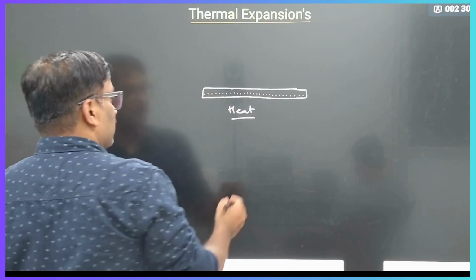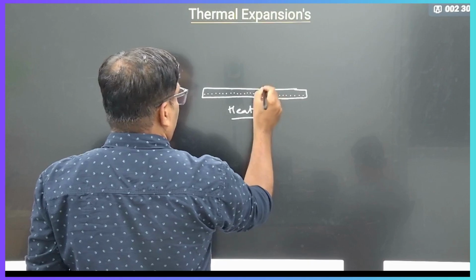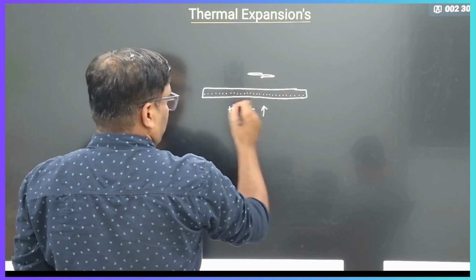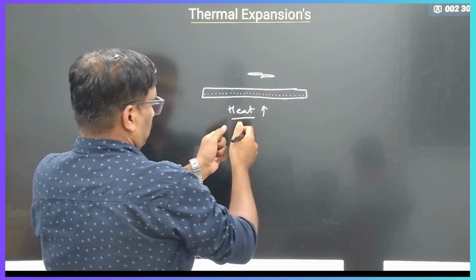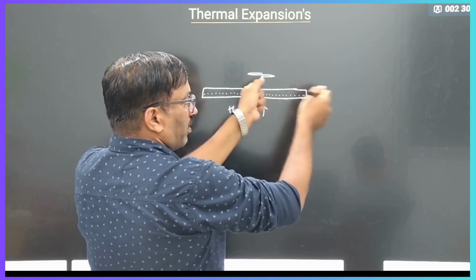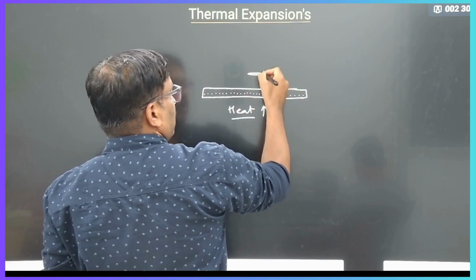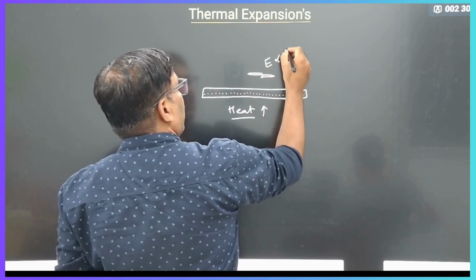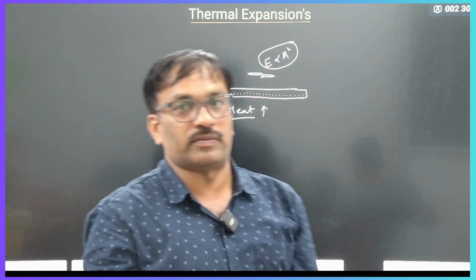If you continuously supply heat, these molecules will vibrate with a greater amplitude. To vibrate with a greater amplitude, the distance between the molecules will increase. So, if heat energy is increasing, the energy of the molecule is also increasing, and its amplitude is increasing. Why? Because energy is directly proportional to the square of the amplitude.